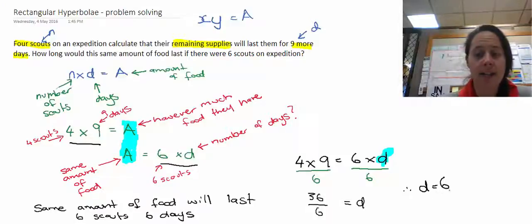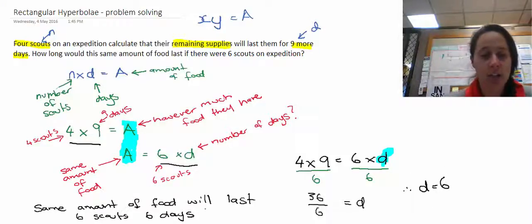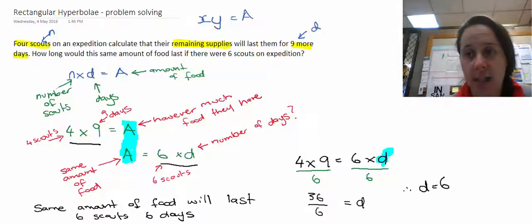Okay, so D equals 6 represents 6 days. So the question was, how long would the same amount of food last if there were 6 scouts on expedition? So we need to make sure we answer that question directly. So we say the same amount of food will last 6 scouts 6 days.